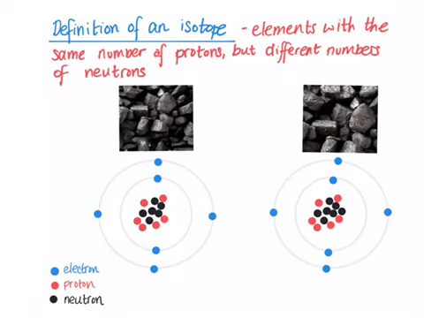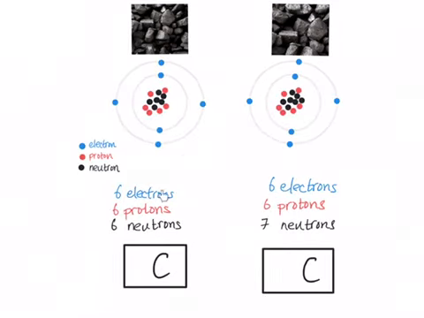But if you take a closer look at them, the sample on the left hand side has got 6 neutrons, and it's got 6 protons. The sample on the right, however, has 6 protons, but it has 7 neutrons. So these are isotopes of each other. 6 electrons, 6 protons, 6 neutrons. This one, 6 electrons, 6 protons, 7 neutrons.